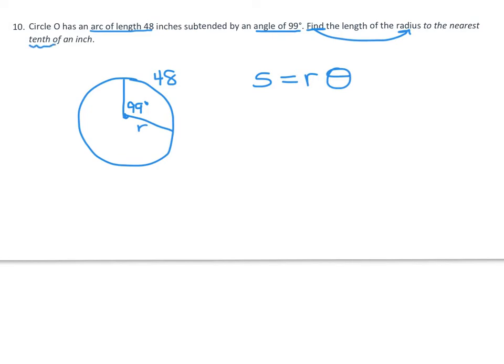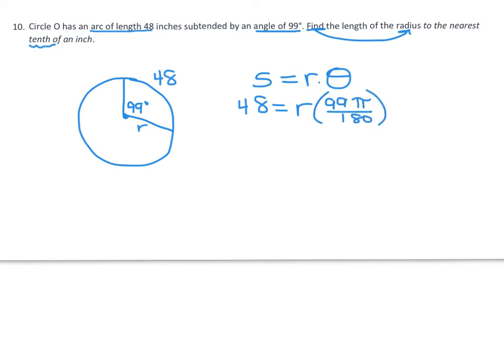Okay, so we know that the arc length is S within our formula. So I'm going to plug in 48. The radius is what we're trying to find, so I'll leave that as an R. And for the theta, remember, it has to be in radians. This is in degrees. So if you take 99, I'm just going to put a parenthesis for multiplication. If you take 99 degrees and convert it to radians, don't we just multiply by pi over 180?